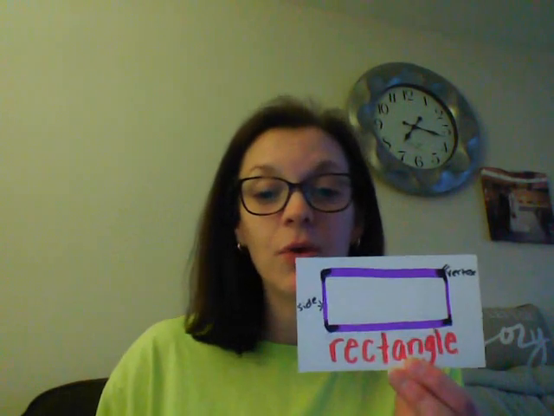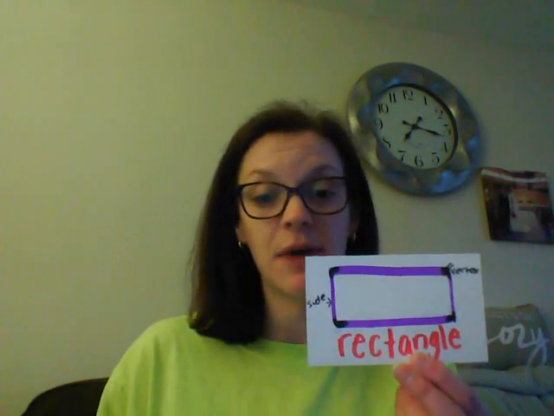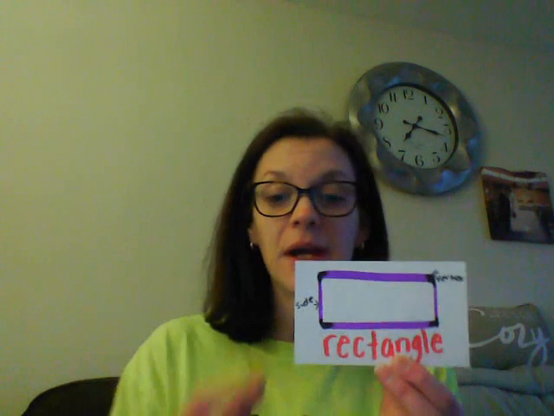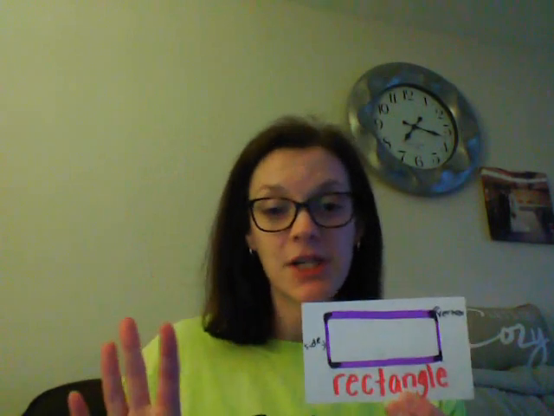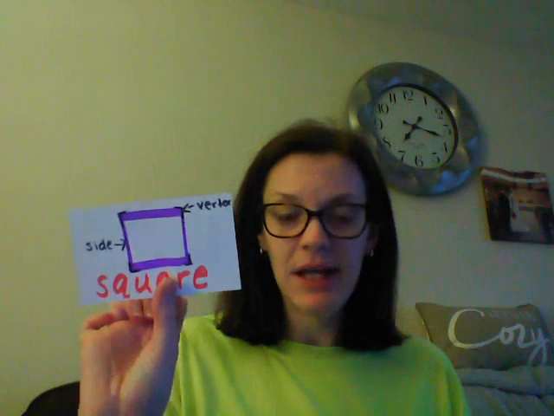Now, how many corners or vertex does the rectangle have? That's right. 1, 2, 3, 4. So each square and rectangle have 4 vertexes or corners. But the square has the same length sides, where the rectangle does not.